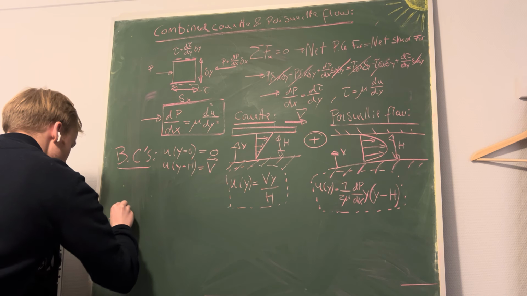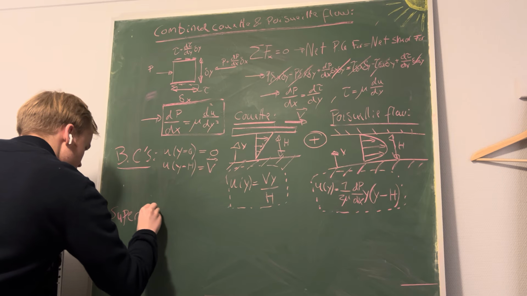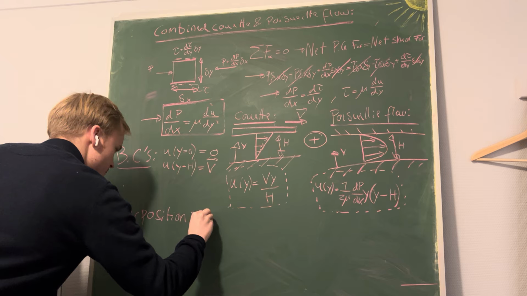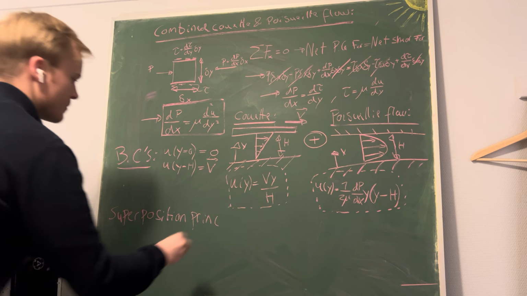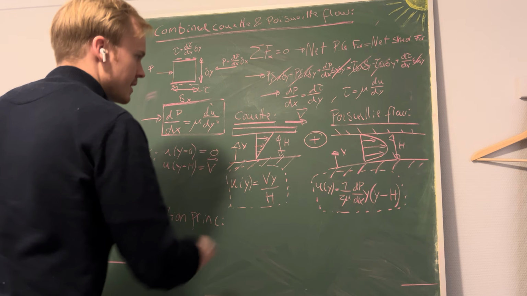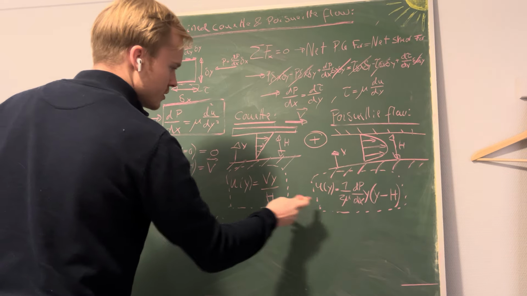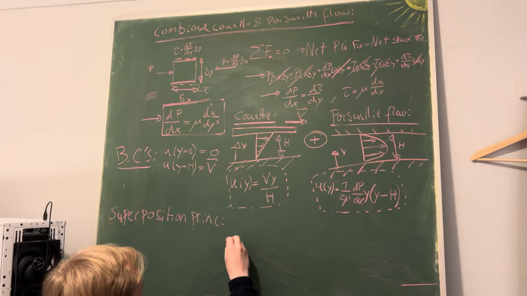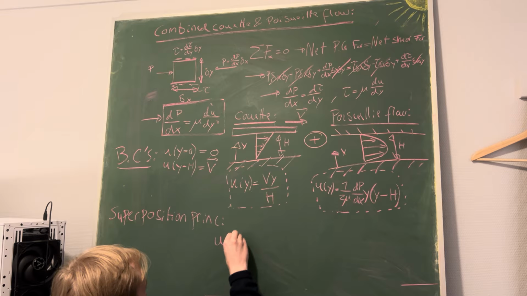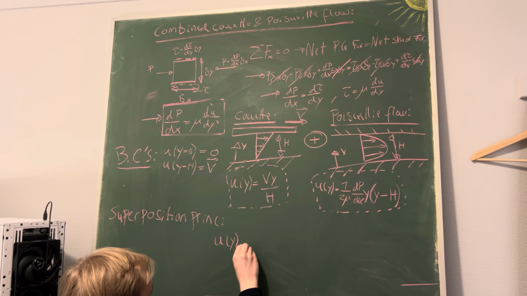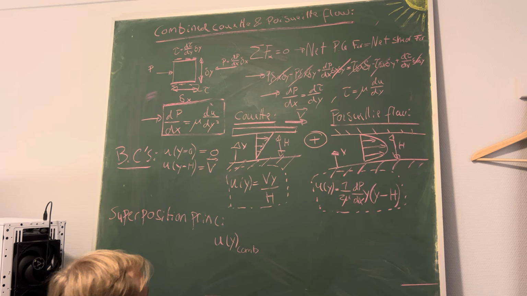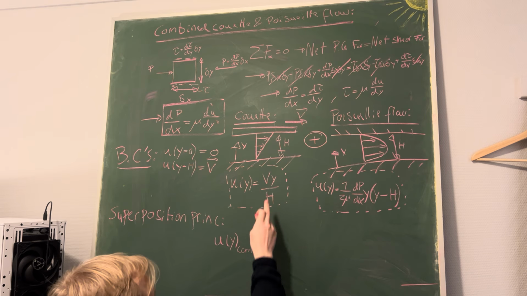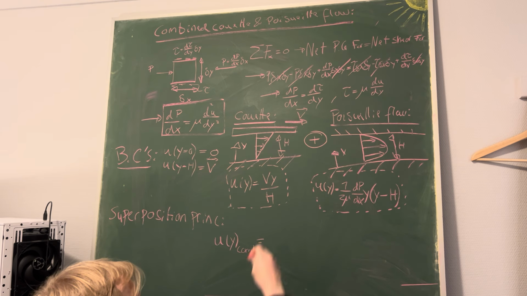So the superposition principle, that is just a linear addition between this one and this one, right? So then what we get is, we say that u of y, and we call this combined because it's combined Couette and Poiseuille flow. Well, it's just a linear addition between those two, so we just add them up.